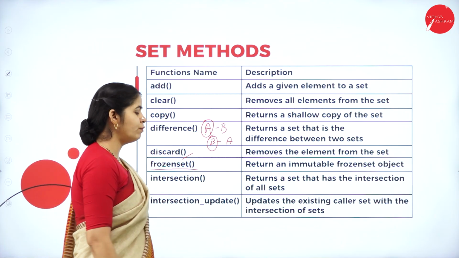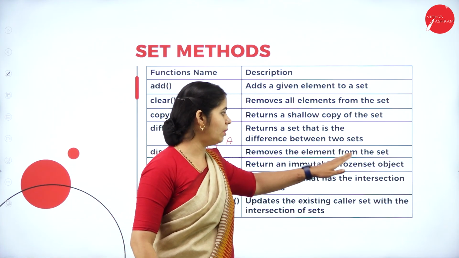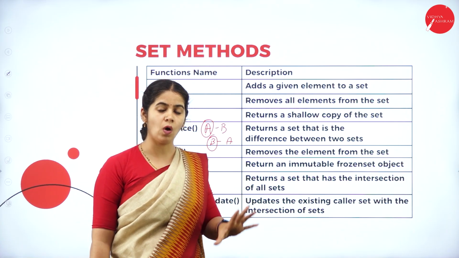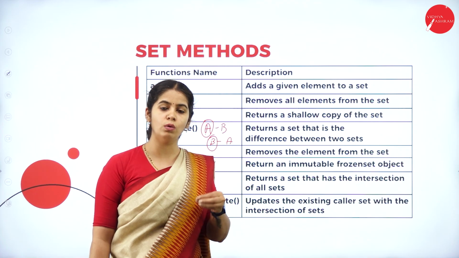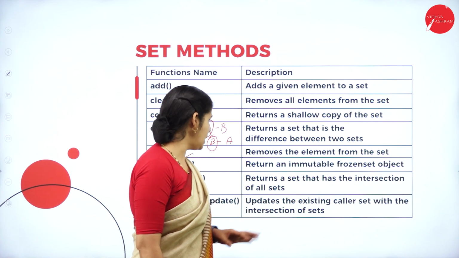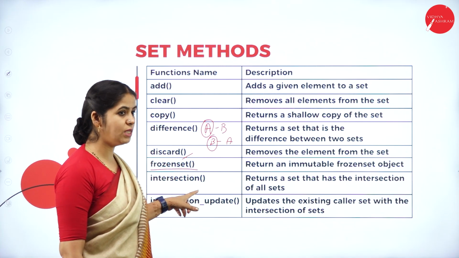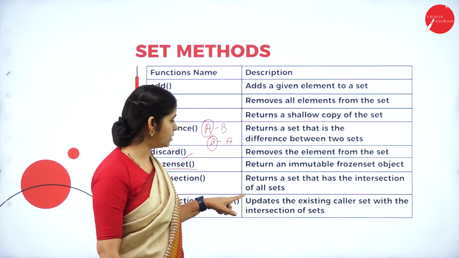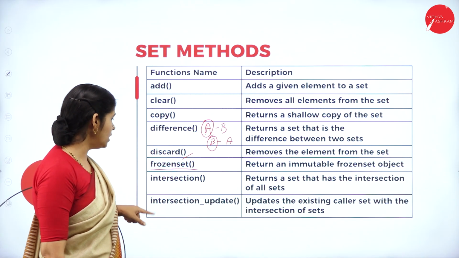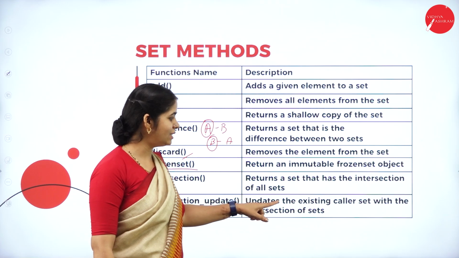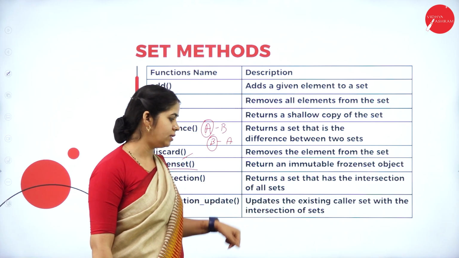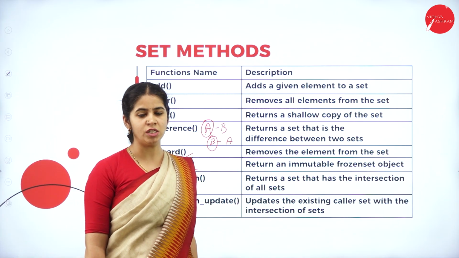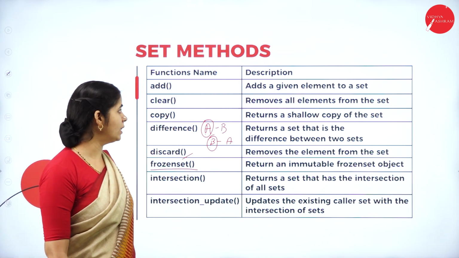And frozenset means it returns an immutable frozen set. So once we call the set frozen, we are not allowed to change any value within the set. Then intersection means it will give you the common elements of the two sets, returning a set that is the intersection of all the sets. And then intersection update updates the existing caller set with the intersection set. That is all the different methods we have.